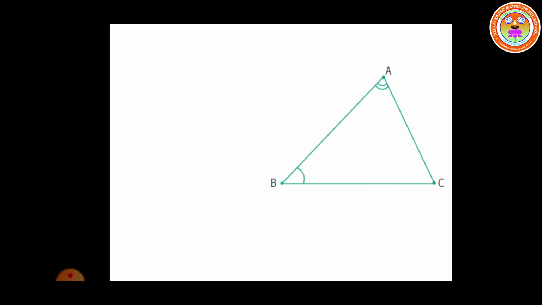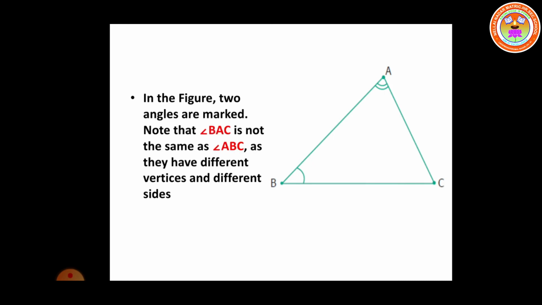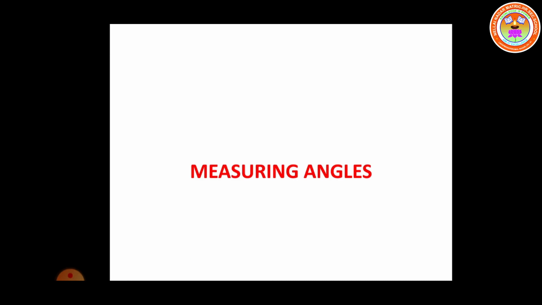Let us move to the next one. See the given diagram. Here we have two angles. See the given figure, two angles are marked. Note that angle BAC has vertex A, and angle ABC has vertex B. Both the angles are not the same since they have different vertices and different sides. Then let us move to the next one.